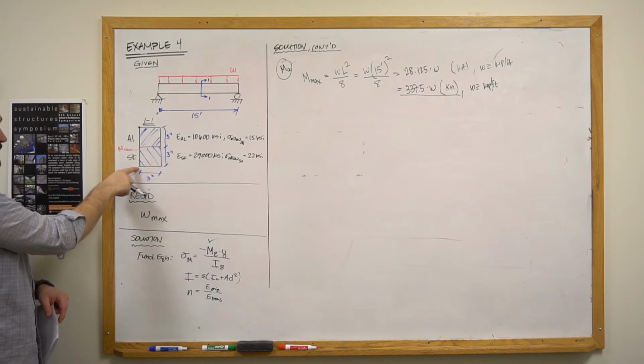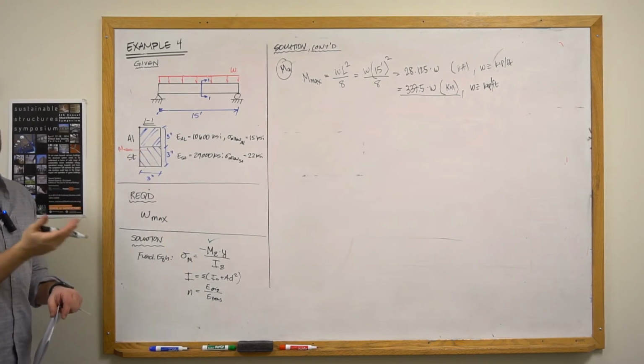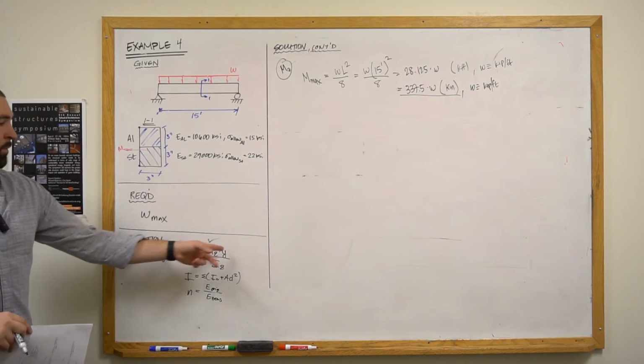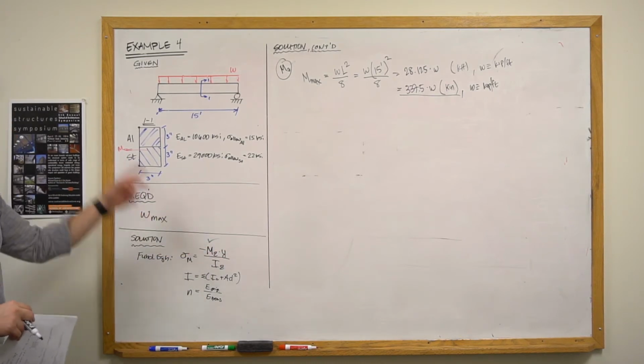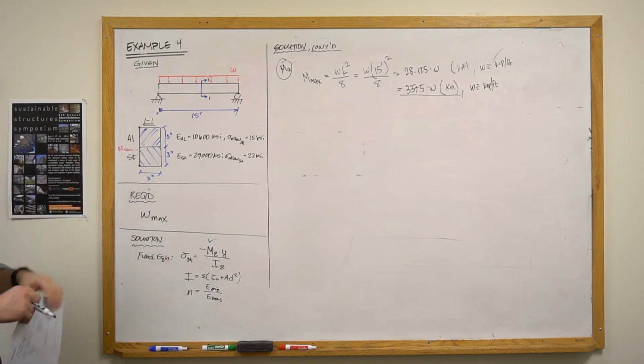The max stress in the steel is going to be the fiber of steel that has the largest distance from the neutral axis, which is going to be the bottom of the section. So I already kind of know what values of y to use for the aluminum and for the steel. It's just going to be the top for the aluminum, the bottom for the steel.